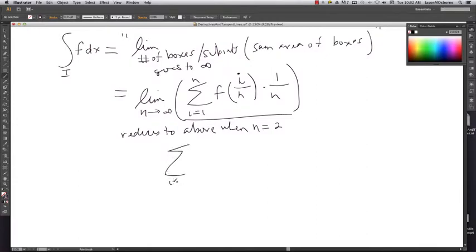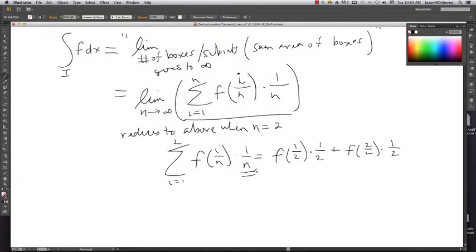So if you just do summation i equals 1 to 2, f of i over n times 1 over n, and you let i is equal to 1, you will get the function evaluated at 1/2 times 1/2, plus, and when i goes to 2, 2 divided by 2 is 1, so you'll get the function evaluated at 2 divided by 2, and then times 1/2. The width of the rectangles is not changing, it is always 1 over n, where n is whatever number you choose. The higher the n, the narrower the box is.